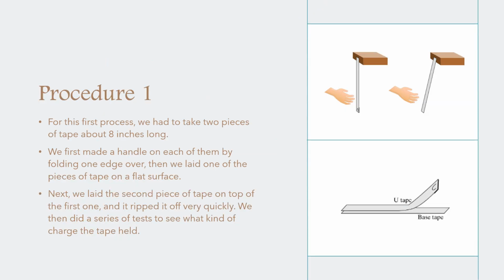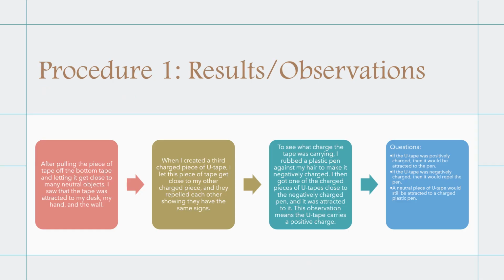For procedure 1, we took 2 pieces of tape that were about 8 inches long and created a U-handle on each of them. We laid one flat down on the table and one on top of the other, and then we ripped one off of the other and we held it against other objects to see what kind of charge it had or interactions. So when I held this charged piece of U-tape close to objects, I saw that it was attracted to neutral objects. And when I created another piece of U-tape, it was repelled by this piece of U-tape.